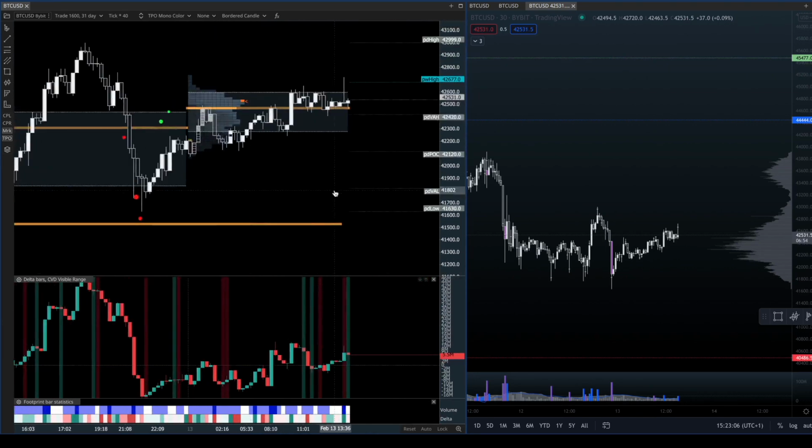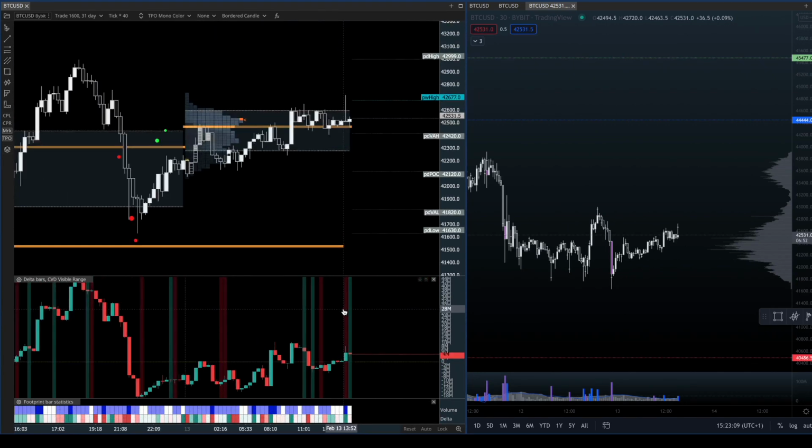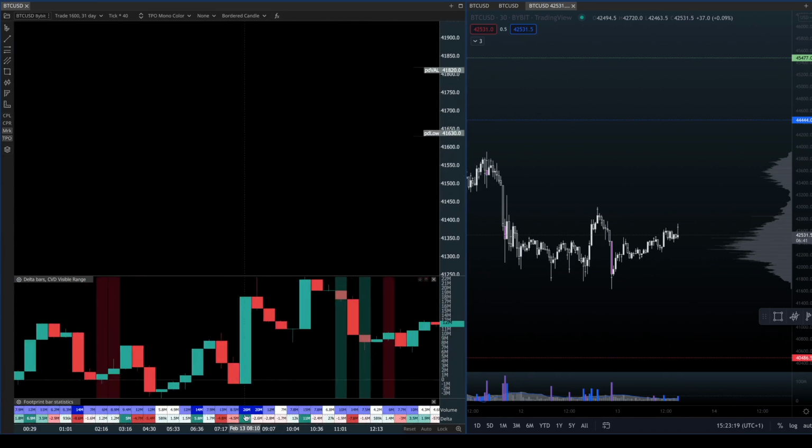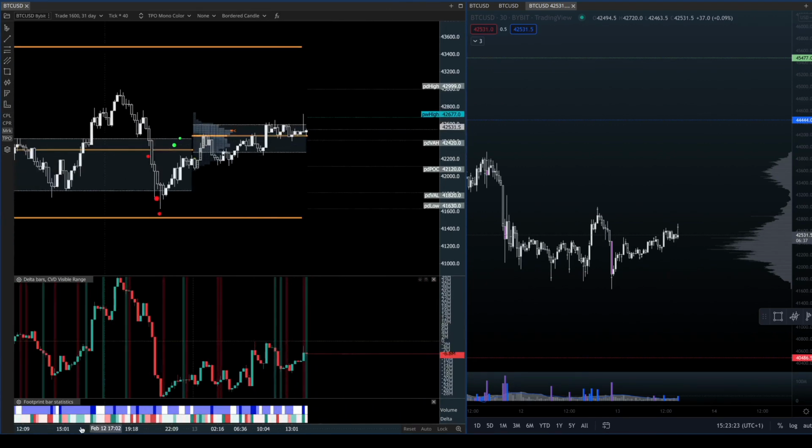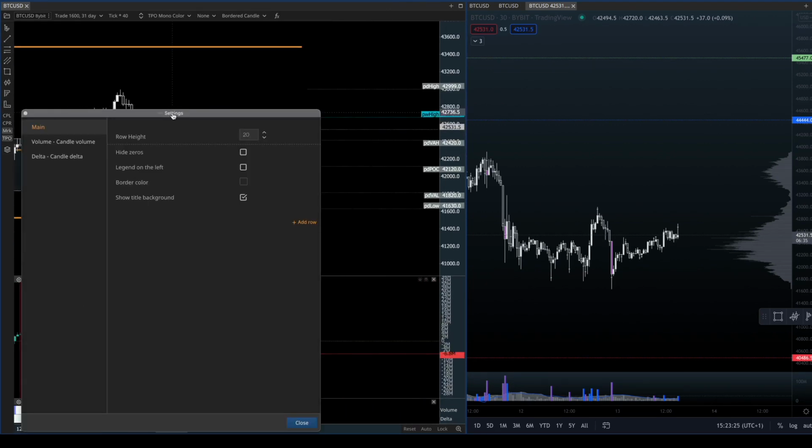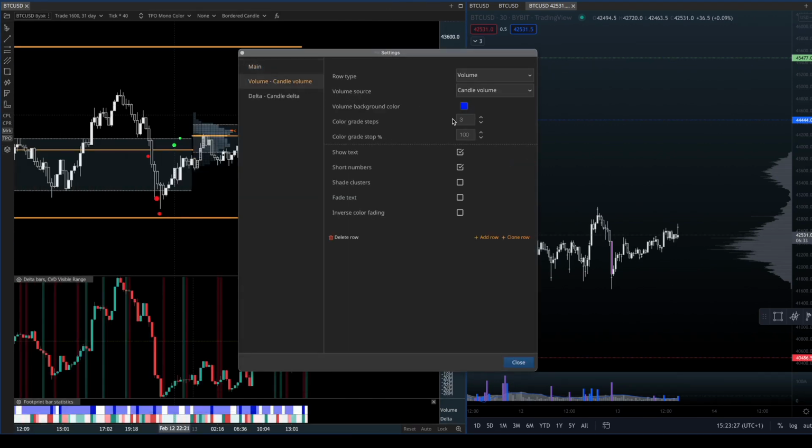Something that also changed, something I figured out yesterday, is that if I add this indicator to the intraday chart, I have these footprint bar statistics, which, if you zoom in, show the volume and delta for each bar. But when you head over to the settings and change this color grade steps to 3, you can also do a 2, but I think 3 is better, and the delta as well.